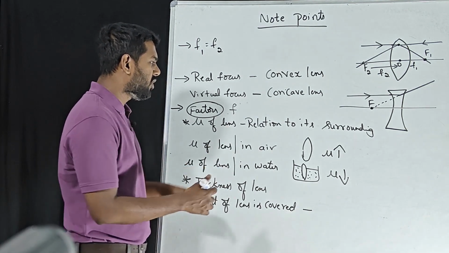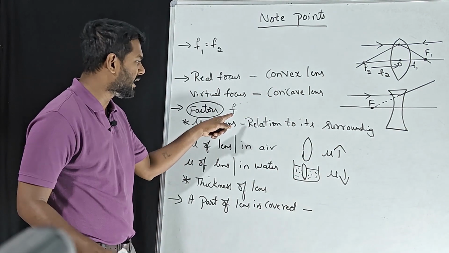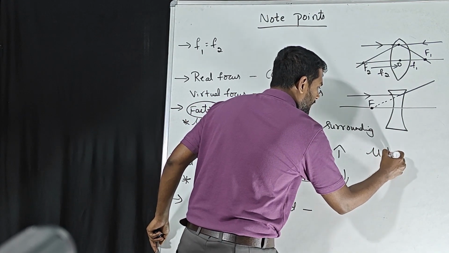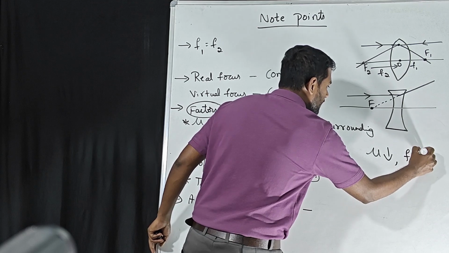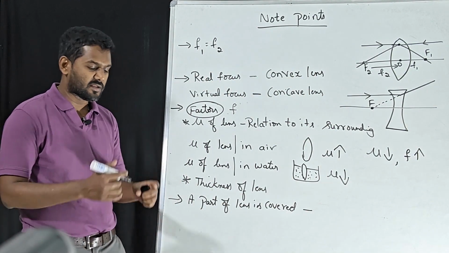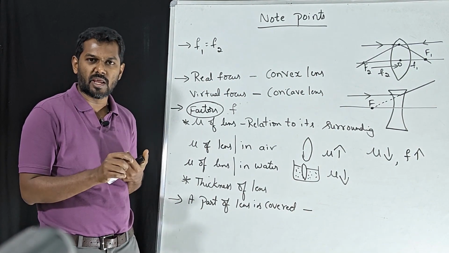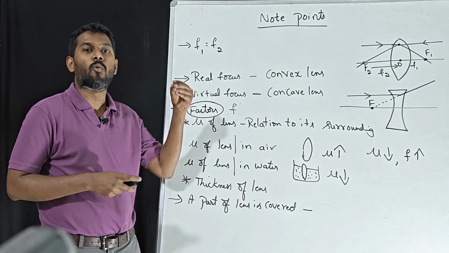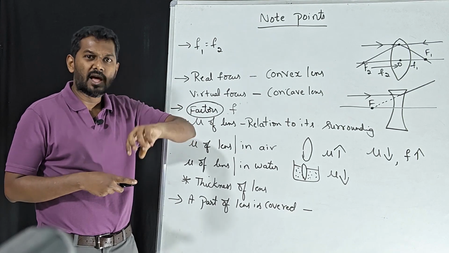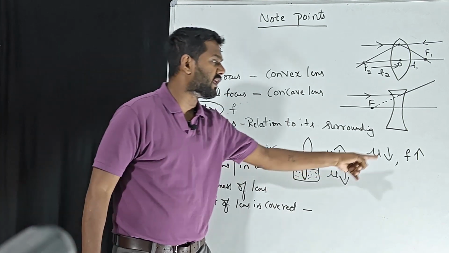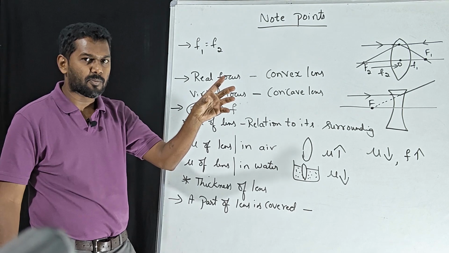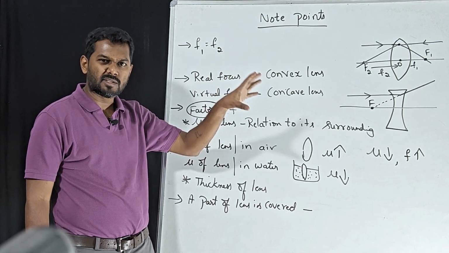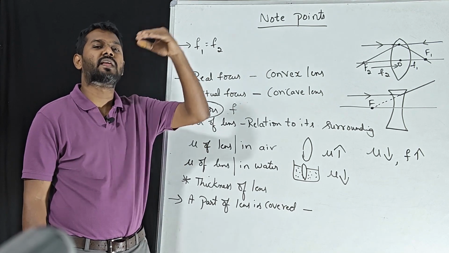So how can it be related to the focal length? Here, as the refractive index difference decreases, the focal length increases. That is why. So what kind of questions can you expect? Assume there is a lens. When the lens is kept in water instead of air, its focal length increases. Keep this in mind. If you keep a lens in air, its focal length is less. If you keep the same lens in water, its focal length increases.